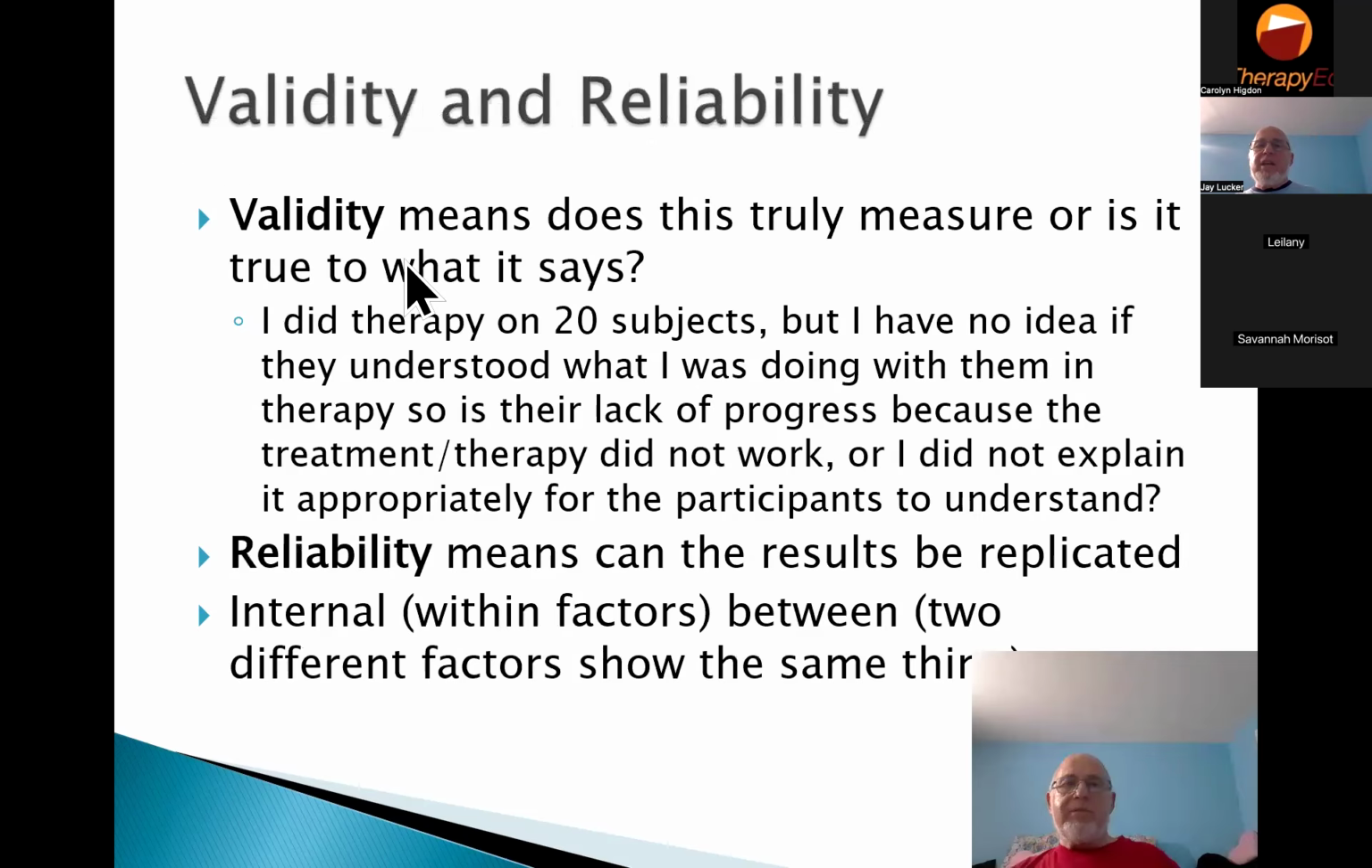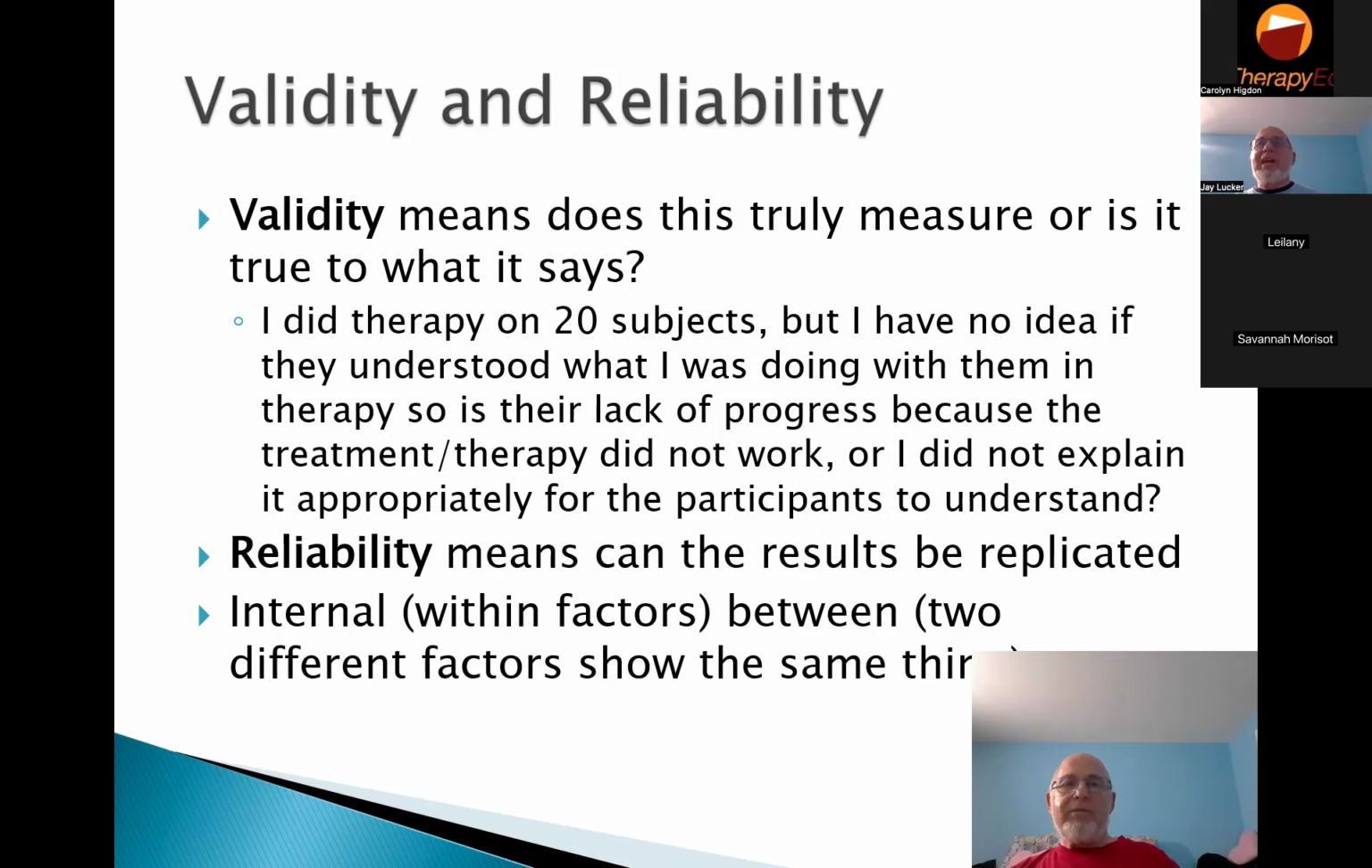Validity. Does the study truly measure what it claims to measure? Are the outcomes truly identified? Here's an example. A study of 20 subjects, but I have no idea if they understood what I was doing with them in therapy. So is there a lack of progress because the therapy treatment did not work, or because I did not appropriately explain it? They did not appropriately understand what to do.